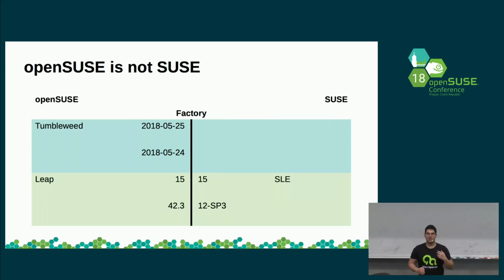Now, SLE has a development branch which is called Factory. From Factory, all the versions of SLE, Leap, and Tumbleweed are created. I have put a graphic here where you can see the current version of SLE is 12 SP3, and the current version of Leap until today was 42.3. Then the next version will be 15, and we will have for the first time the same version number for both. And the Factory branch is always in development.